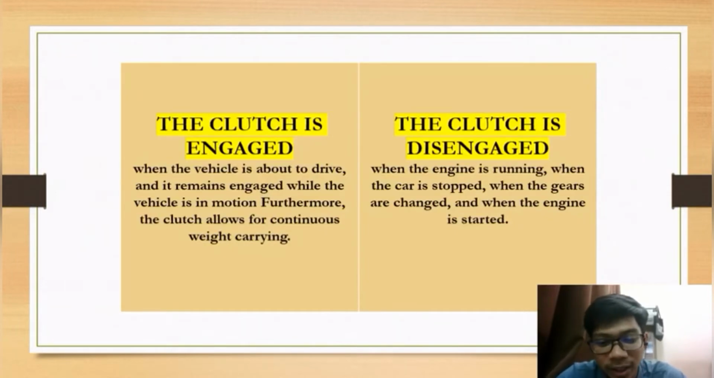So when is the clutch engaged and disengaged? The clutch is engaged when the vehicle is about to drive, and it remains engaged while the vehicle is in motion. Furthermore, the clutch allows for continuous weight carrying. Next, the clutch is disengaged when the engine is running, when the car is stopped, when the gears are changed, and when the engine is started.